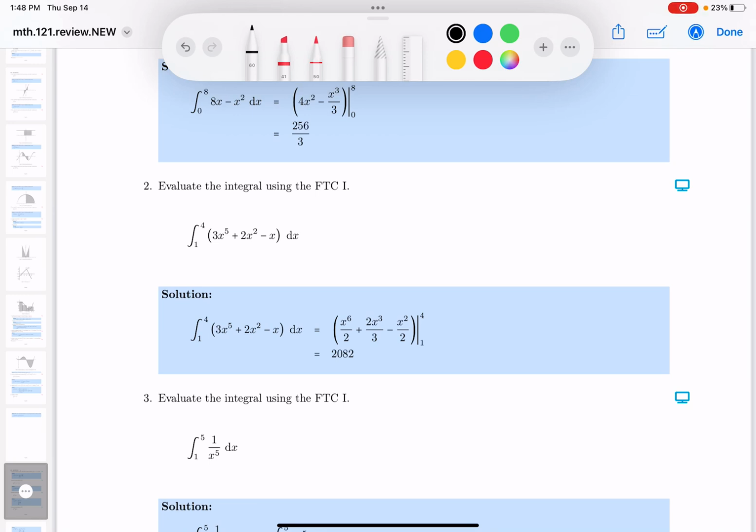Okay, this problem here, number 2, says nothing about area. It just says use FDC to evaluate the integral. So what we're going to do is just evaluate it. And what do you do over here? Take its antiderivative. And what do I get?